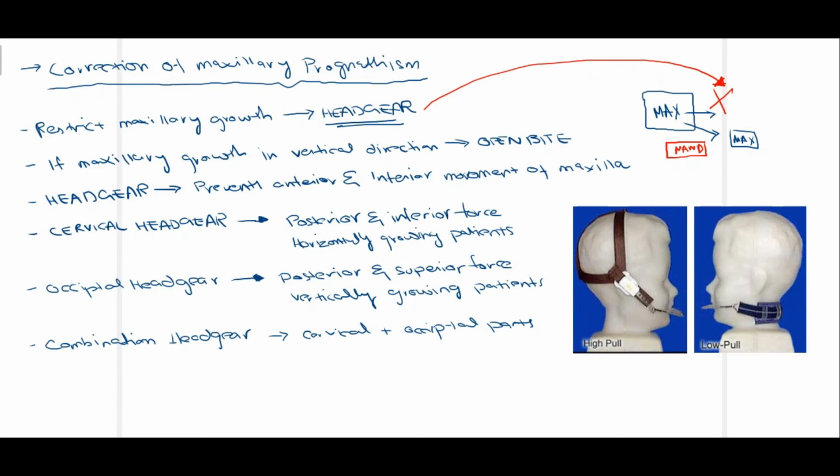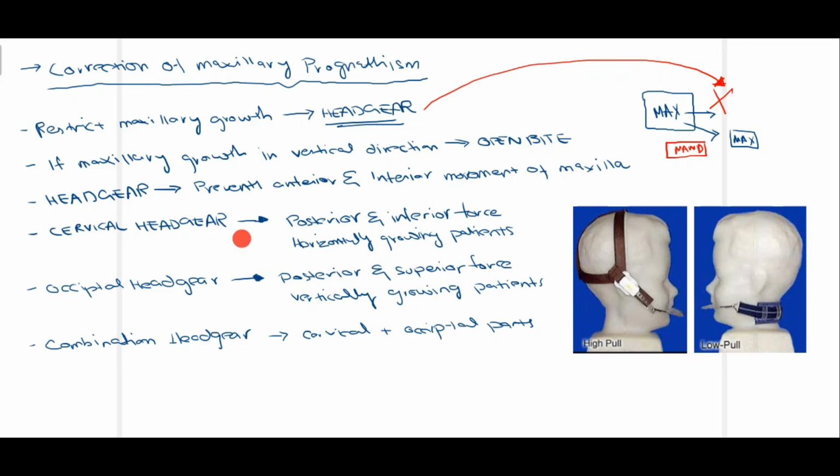Both of these headgears have their particular indications. But the basic function of a headgear is to prevent the anterior and inferior movement of the maxilla. You can see initially the maxilla and mandible are present here. Maxilla tends to move anteriorly as well as inferiorly. So headgears use this phenomenon to correct the movement of the maxilla in this direction in order to prevent class 2 malocclusion development.